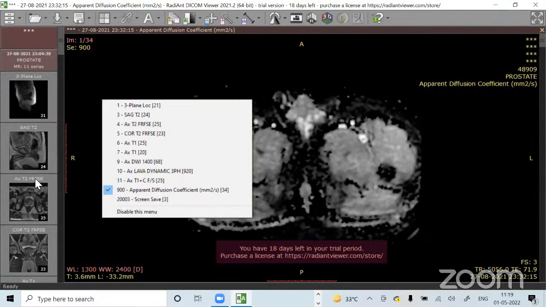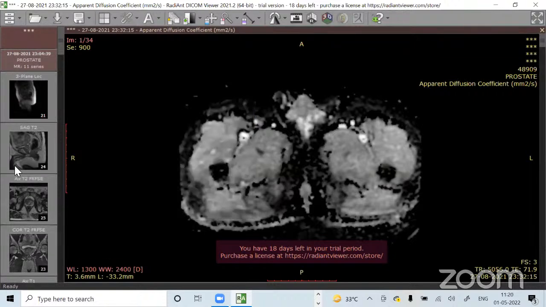So you can see the sequences. T2 weighted images in all 3 planes. Then we have performed pre-contrast T1, diffusion with a b-value of 1400, dynamic post-contrast T1 with a larger field of view to cover the aortic bifurcation and presence of extra prostatic or adjoining lymph nodes. Then a post-contrast, we just perform one axial post-contrast T1 after the dynamic. So this is how we routinely do our prostate multiparametric pelvic MRI.